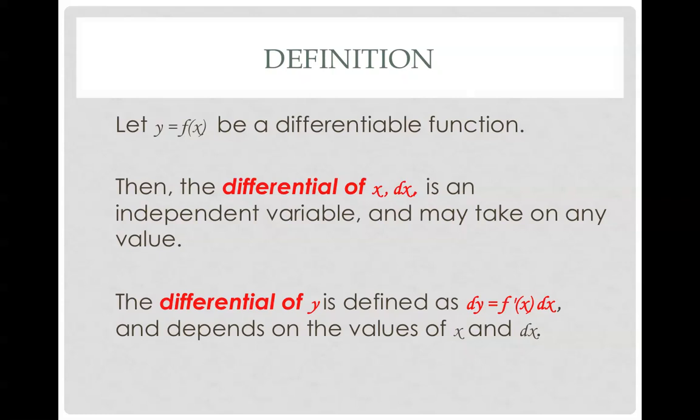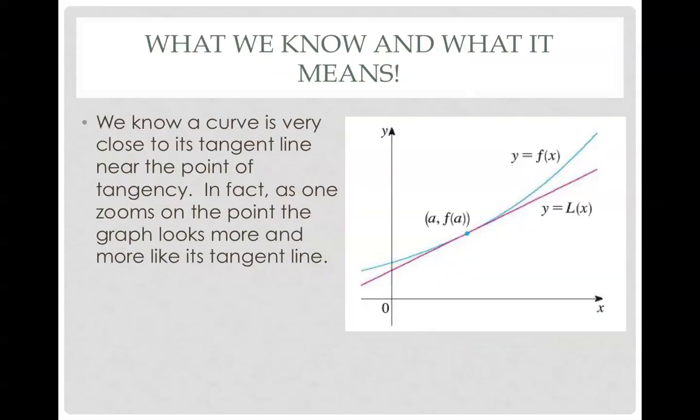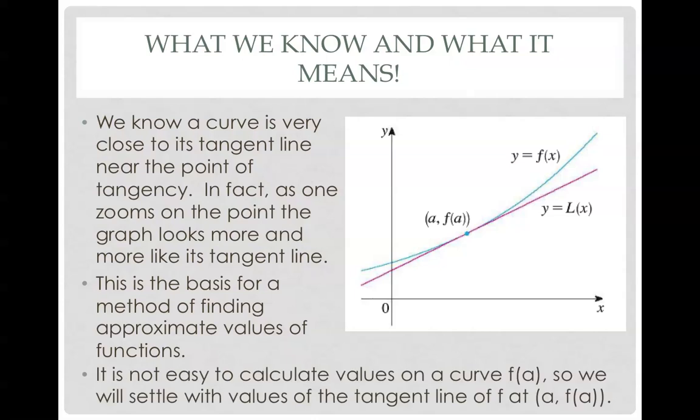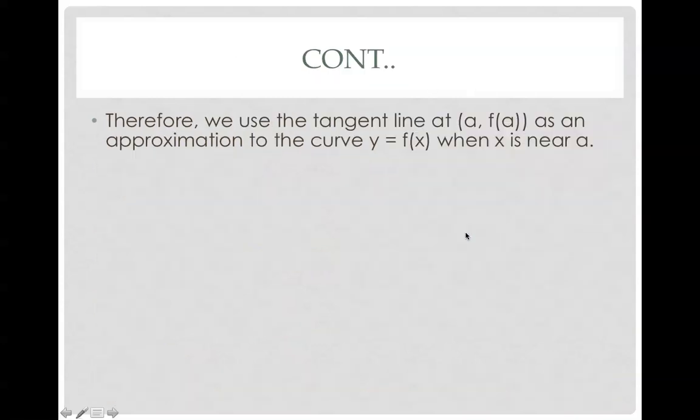We know a curve is very close to its tangent line near the point of tangency. In fact, as one zooms in on the point, the graph looks more and more like its tangent line. This is the basis for a method of finding approximate values of functions. It is not easy to calculate values on a curve, f of a, so we will settle with the values of the tangent line of f at a. Therefore, we use the tangent line at a as an approximation to the curve y equals f of x when x is near a.